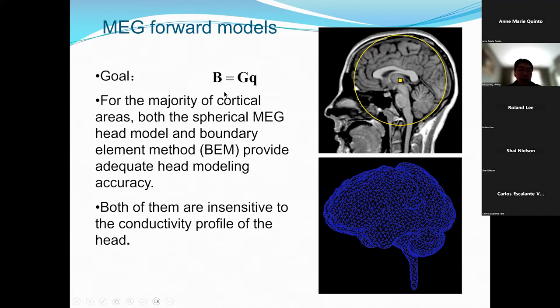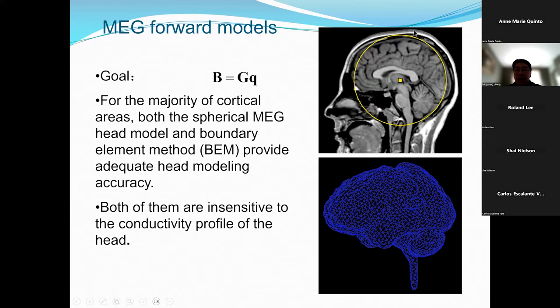And the goal is to have a linear relationship between the dipole moment, the dipole strength Q, and the MEG measurement B. The stronger the signal in the brain, if the location is fixed, the stronger the MEG field pattern in the sensor domain, and what's inside is the forward model G. Different models approximate the conductivity profile of the brain. The very simple one is a sphere, shown over here.